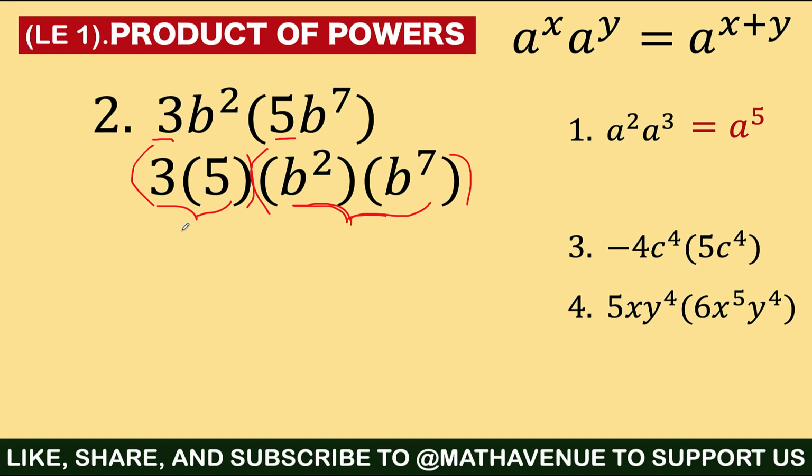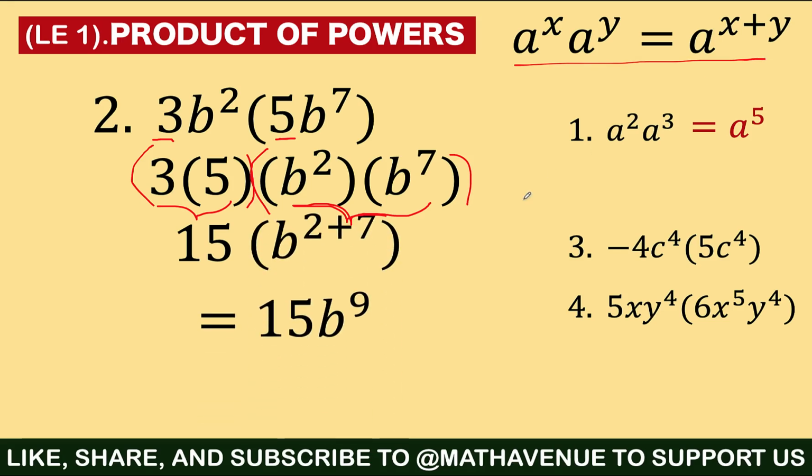In the commutative property, you are allowed to interchange the order. In the associative property, we are allowed to regroup the factors of these algebraic expressions. So, 3 times 5 equals 15. For b squared times b to the 7th, that's when you now apply this law of exponent number 1 to get b to the 9th. So our final answer is 15 b to the 9th.